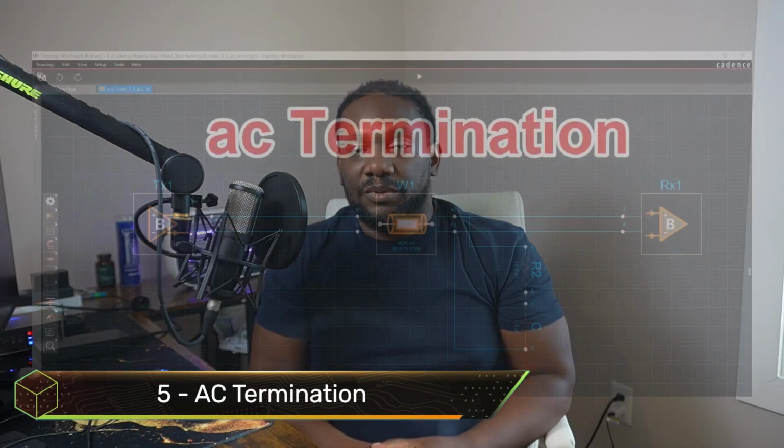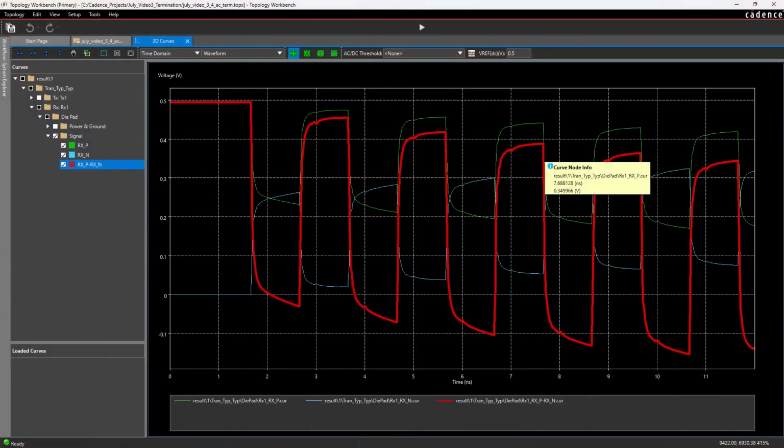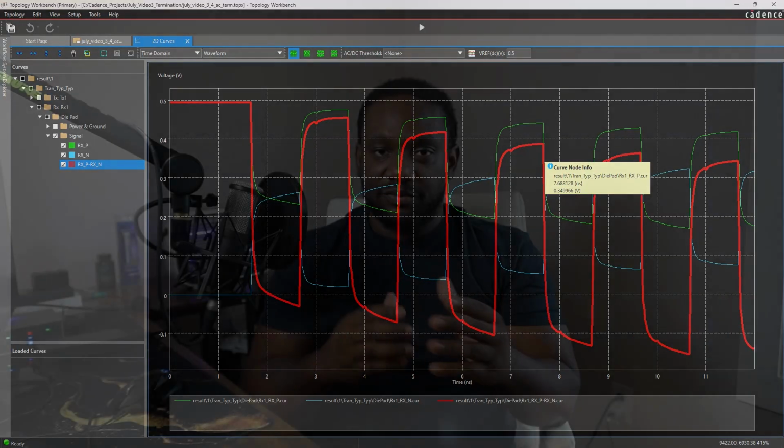Strategy number 5 is AC termination. You put a resistor and a capacitor in series at the receiver. This blocks DC and it terminates AC. This is useful when DC loading on the line is a problem. However, the trade-off with this termination strategy is you're using 2 components instead of only 1 component.